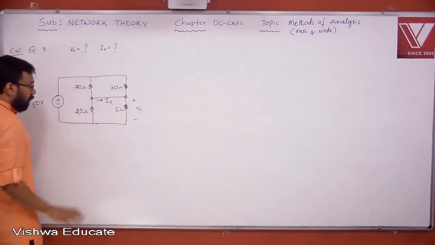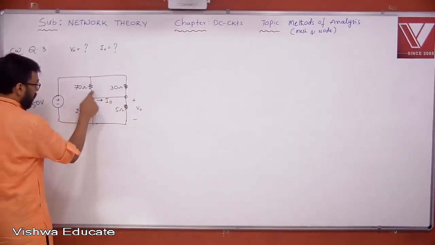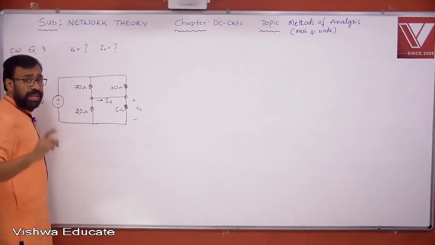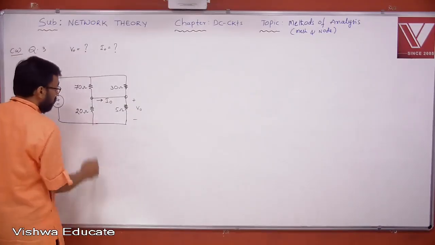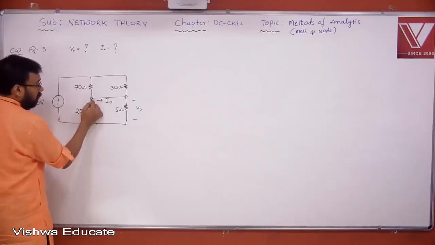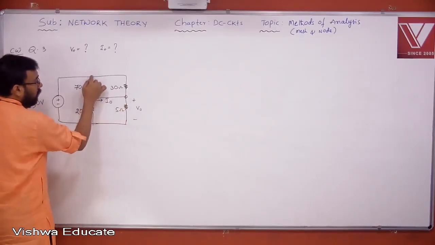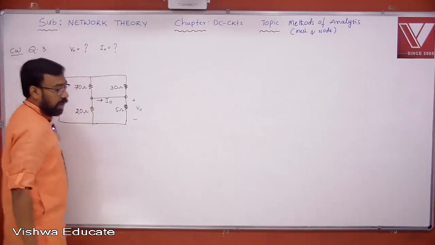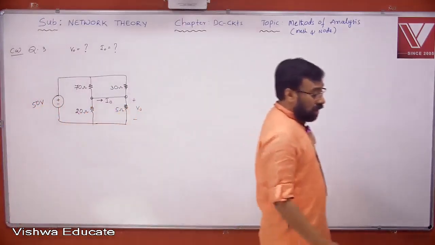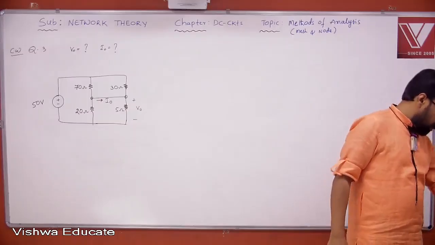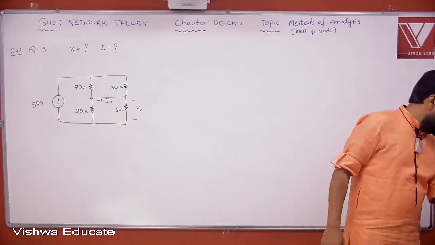Now, how many equations do you get using mesh analysis? 3. Yes or no? How many equations do you get using node analysis? 1. These two are the same, right? 2, and this is 3. Yes or no? Okay. There are 3 nodes, so 3 nodes, 2 equations.